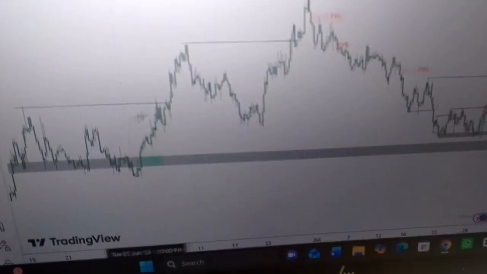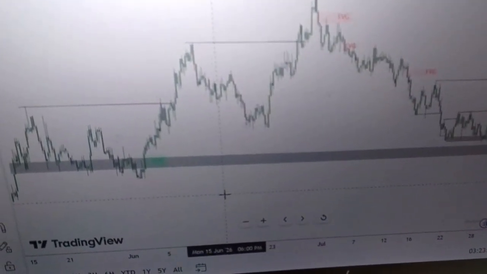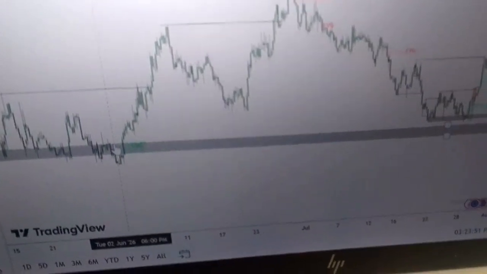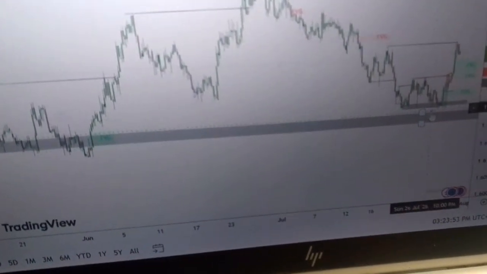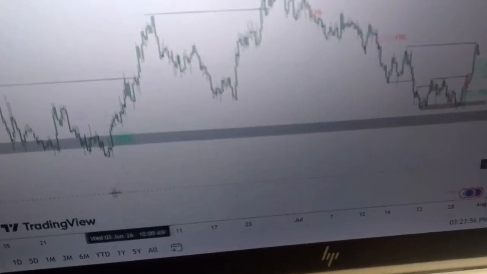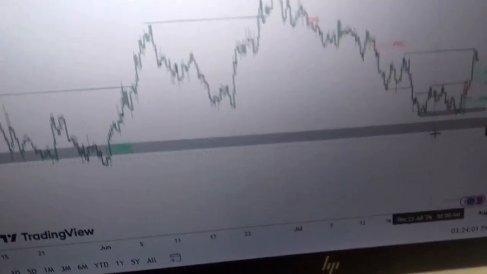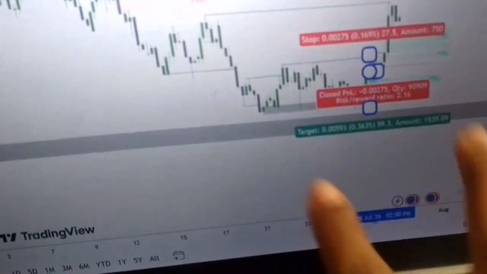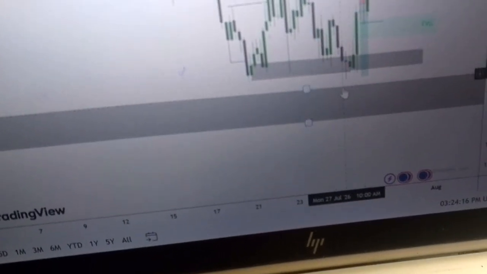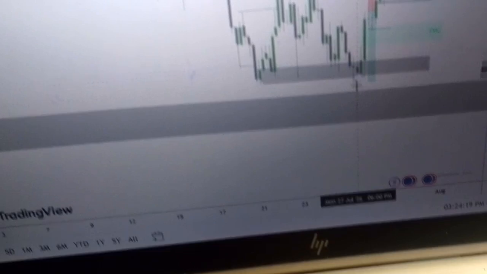Guys, this is the entire structure. So my plan was to buy this Euro AUD from this POI, when price comes and taps into this POI. I planned on buying from this POI, but price didn't come here. So that's yesterday. I was now like, okay, since price doesn't come to this POI, and from the MT5, this week was giving me a break of structure on the 4-hour time frame.